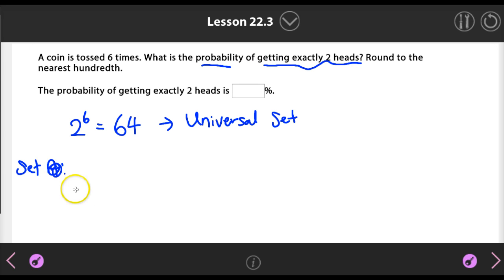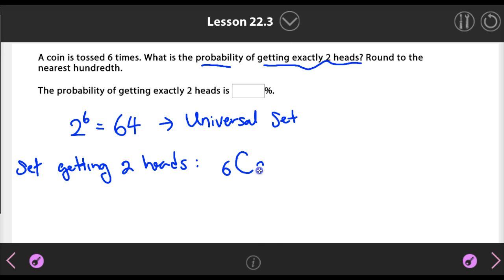Okay, the set of getting exactly 2 heads. Okay, so what would that be? So if you're tossing the coin 6 times, how many times can you get a head? Yes, you can get a head 1 time every time you toss it. So if you toss it 6 times, you can get 6 heads, right? So then the probability of getting exactly 2 heads would be what? Out of the 6 heads, you're going to be choosing 2 of them. Okay? So isn't that easy?